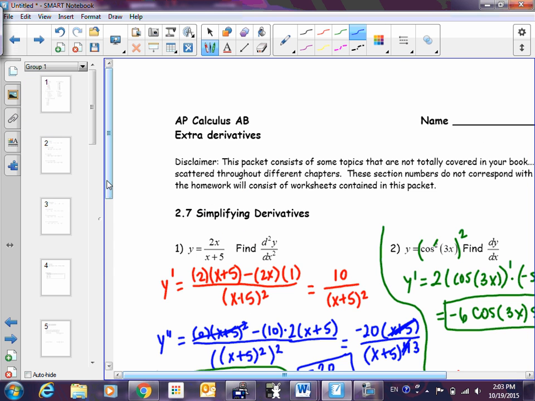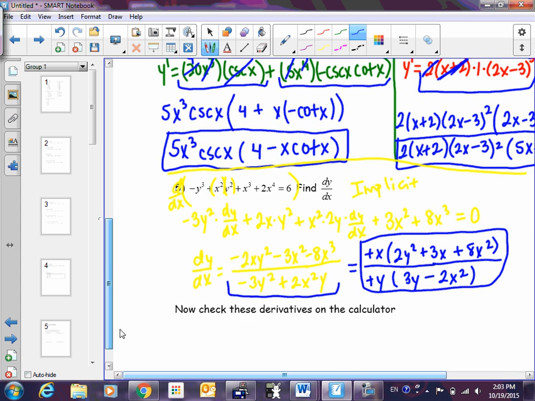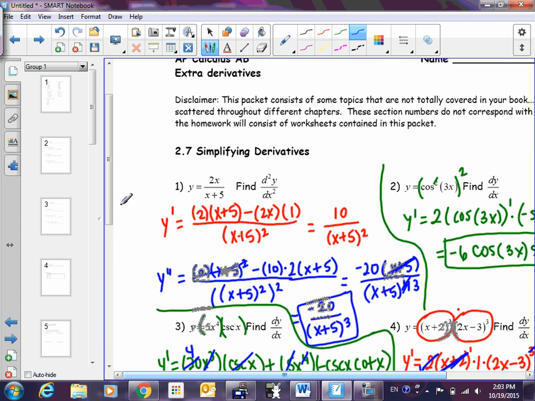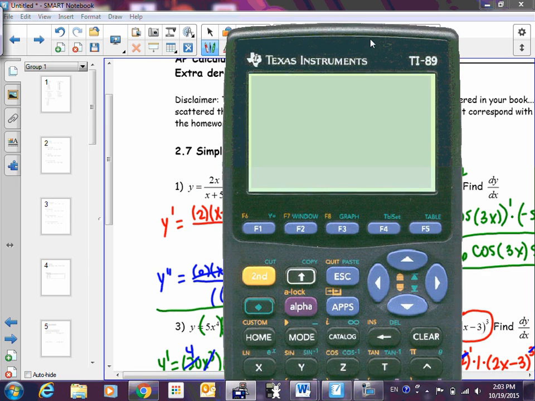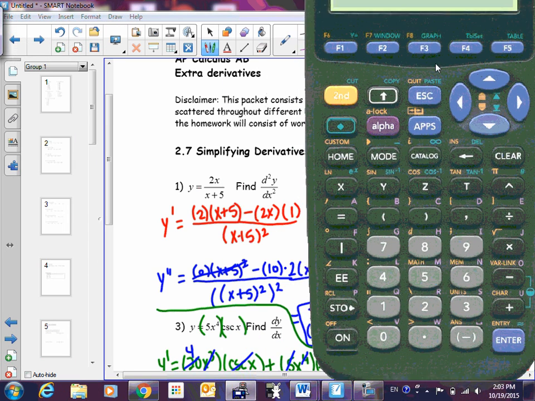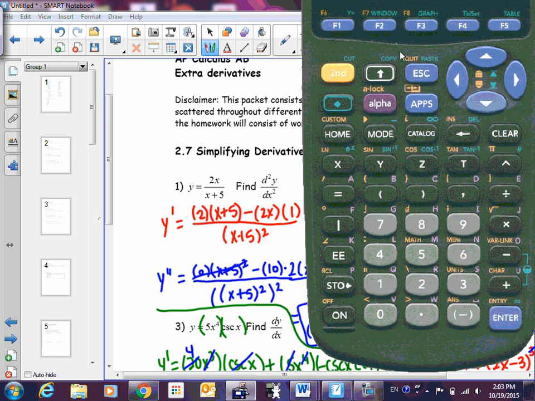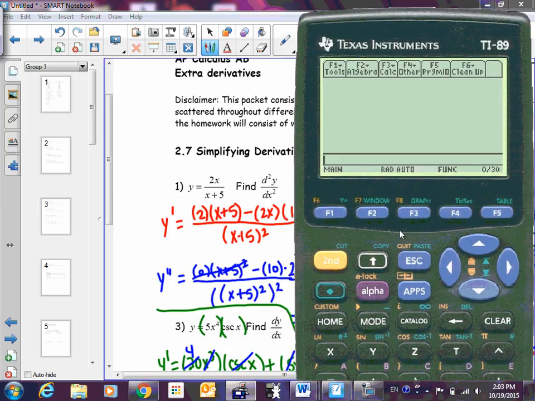Okay, so at the bottom of this page, it says, now check these derivatives on the calculator. We have not done this yet. This is totally new today for the first time. Okay, so on your TI-89 flipbook, turn to the blank page. It should be page 5. And I want you to write derivatives at the top of it. I'm going to show you how to have your calculator figure out a derivative for you.